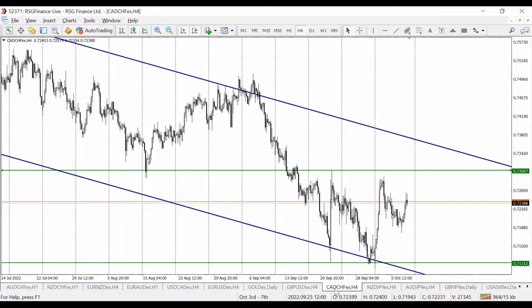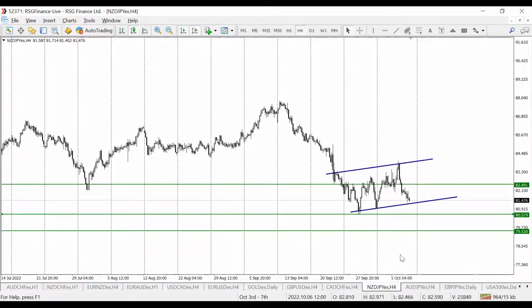Then we have Canadian dollar, Swiss franc, with the Canadian dollar gaining strength with oil price rising, but the Swiss franc has fairly been strong. Right now, you can see we had a last high, last low. Price created a new low from the previous low and was unable to make a new high. So we're still in a downtrend. I'm still expecting price to drop into the 0.71152 level.